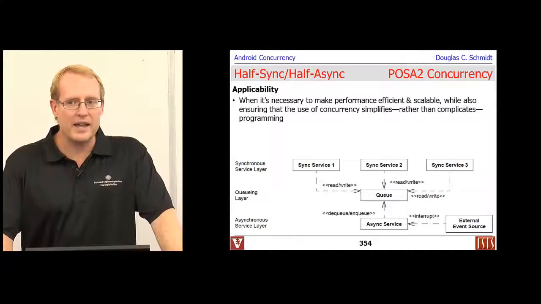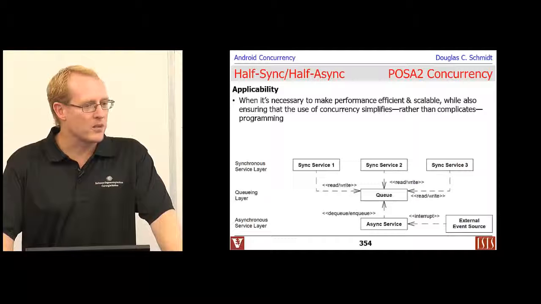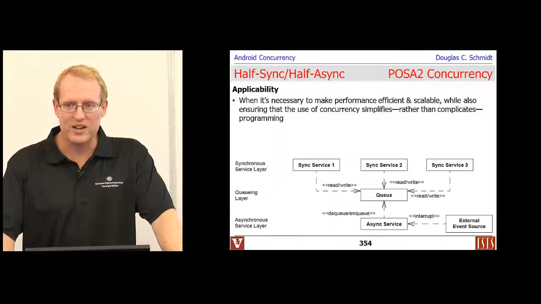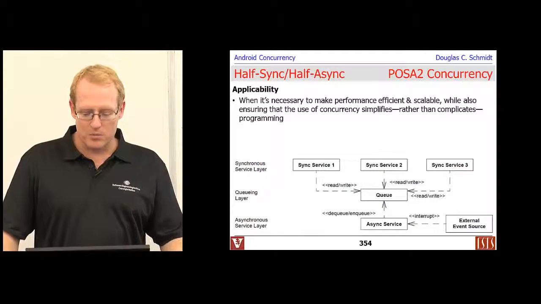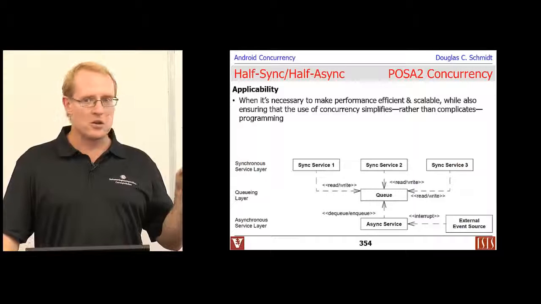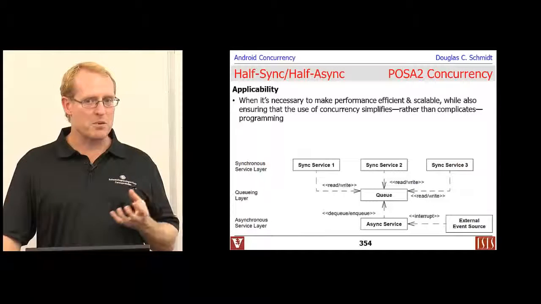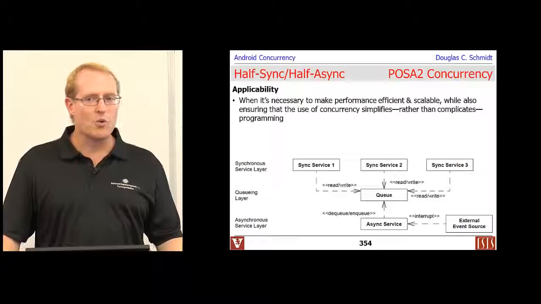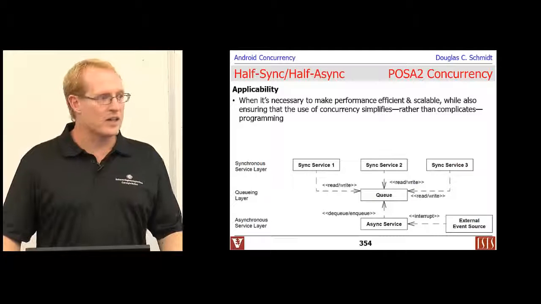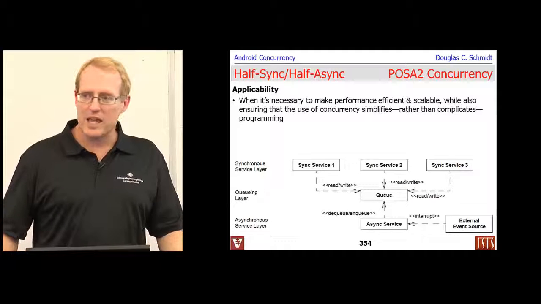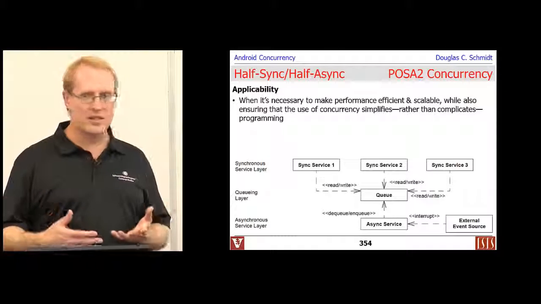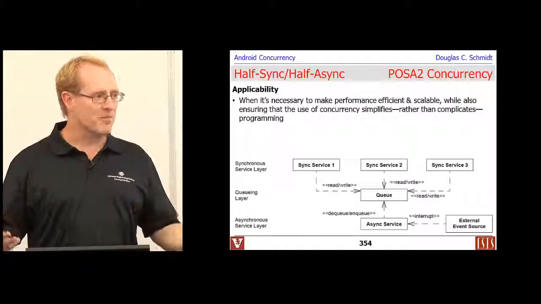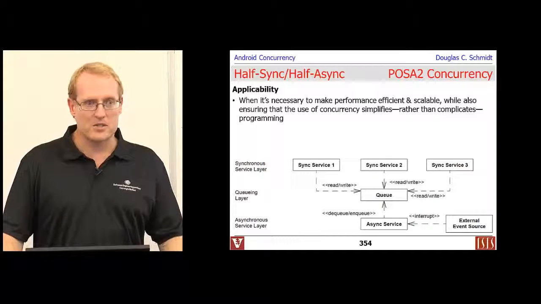So when would you apply a pattern like this? And as we talk through the applicability, let's relate it back to what's going on in Android, just to make this discussion a bit more concrete. We want to make performance efficient and scalable, but we also want to make sure that using concurrency simplifies our lives as opposed to complicating them more. We really don't want the application developers to have to know about locking, for example. That should be hidden from them. We don't want the application developers to know about queuing of messages on synchronized queues. That should be hidden from them. We don't want the application developers to know about spawning threads.